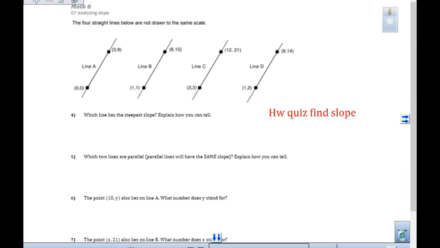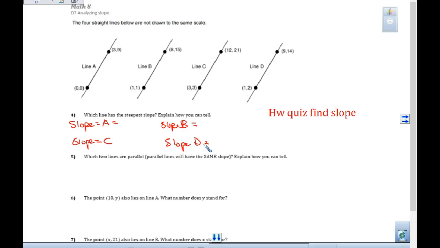And then this last part, they're going to ask you which line is the steepest. Can you calculate each of these slopes? Line A. So which one is the steepest? I would find the slope of A. I would find the slope of B. I would find the slope of C. And the slope of D. You want to find all those.